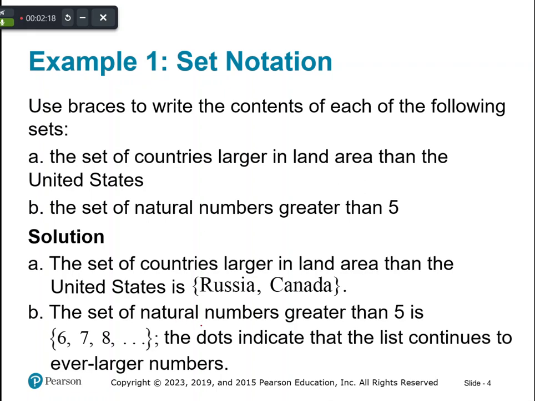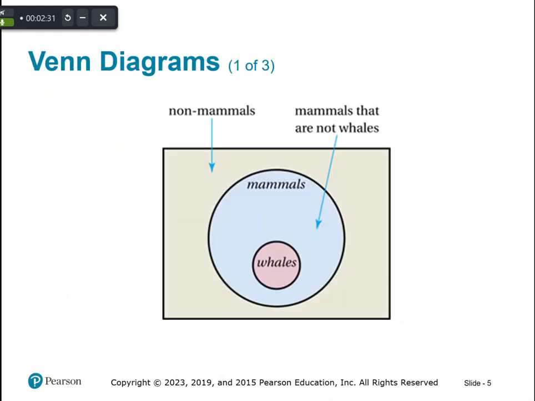Natural numbers, those are our counting numbers. It starts with 1. So greater than 5, that's 6, 7, 8, and so on, right? The 3 dots are telling us "and so on" in this continued pattern, because there's no way we could list all of them. All right, so our Venn diagram, we have a fence around the outside.